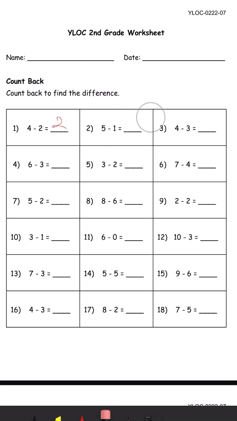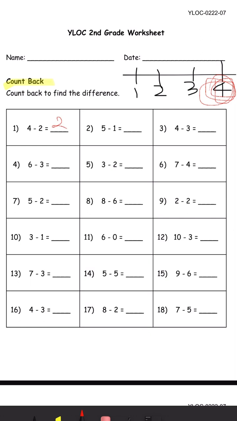But for this one, we have to use count back to find the difference. So we're going to make a number line. For example, we put 1, 2, 3, 4. This is the number line. And we start with 4. So we start from here, and we count back 2 because we are subtracting 2. We go 1, 2. We count it back. And we get 2, which is our answer.